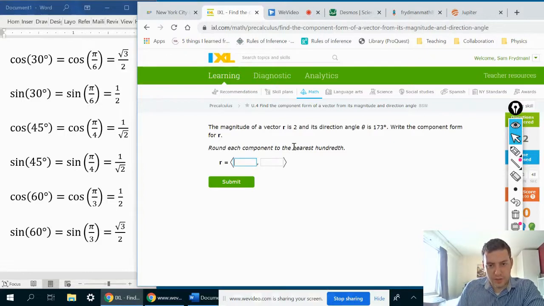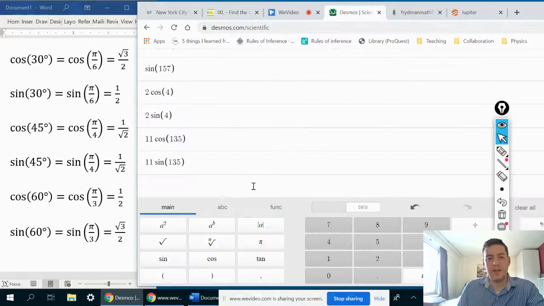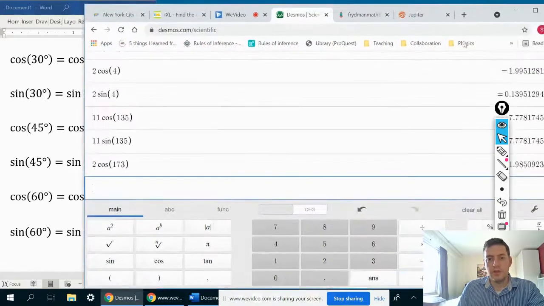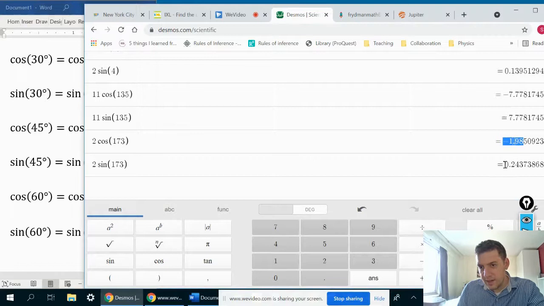Let's check first of all to see, okay, it says to the nearest hundredth. It doesn't say to put it in exact simplified form. So for this one, we're just going to do 2 times the cosine of 173 in the calculator. And 2 times the sine of 173. All right, and then rounded to the nearest hundredth, this would be negative 1.99. This would be 0.24.